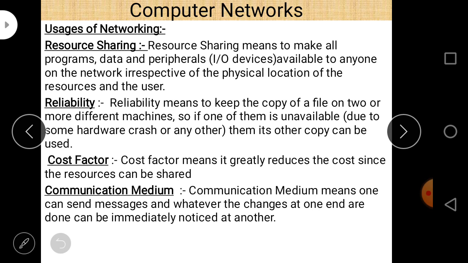And the last point regarding uses of networking is communication medium. Communication medium means one can send messages, and whatever changes are done at one end can be immediately noticed at the other. So there are four basic uses of a computer network. First of all, resource sharing. Second is reliability. Third is cost factor, and fourth is communication medium.